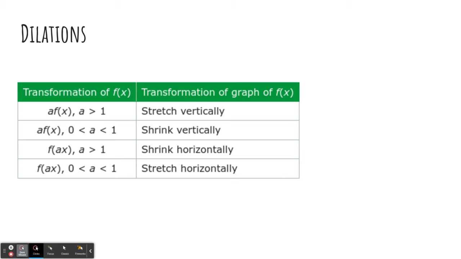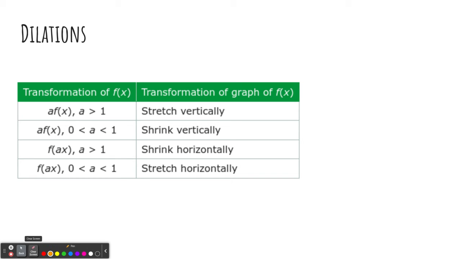Dilations. There's some rules over to the left when a is greater than 1 and a is between 0 and 1. It tells you if it stretches or shrinks vertically or horizontally. I wanted to kind of add some details to this graph to make it a little bit more clear.